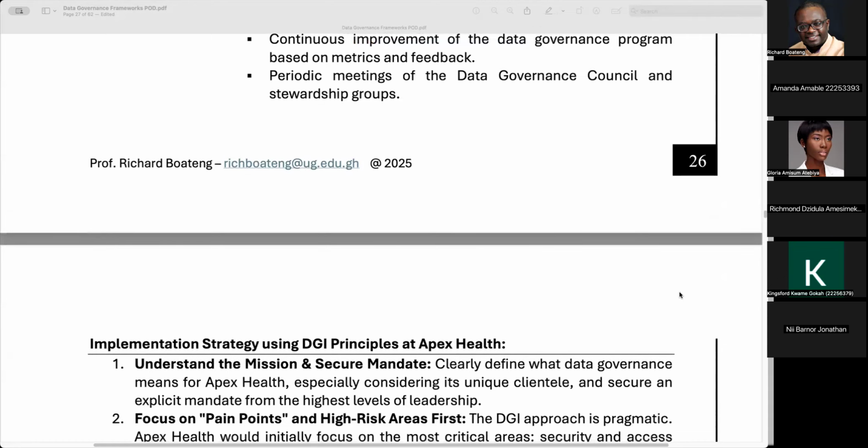So DGI's strength for Apex Health seems to be its very practical, actionable nature. The clear delineation of rules, decision rights, accountabilities, and formalized processes seems absolutely vital for managing that level of sensitive data responsibly. Exactly. It provides the clear operational engine needed to make governance a reality in the day-to-day work of the hospital. Okay, let's move on to COBIT 2019.